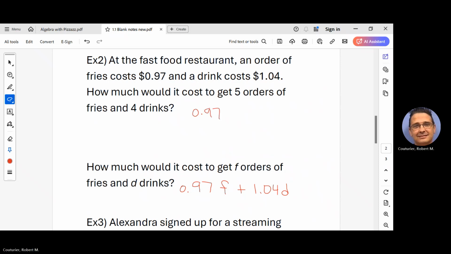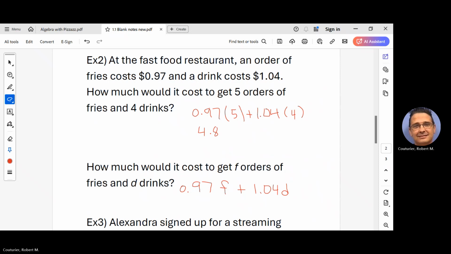0.97. Remove the f, and we'll put in 5 because we order 5 orders of French fries. Sodas were $1.04. We're going to remove the d and plug in 4. Now the rest of this is calculator driven. So you have 0.97 times 5. Use a calculator.